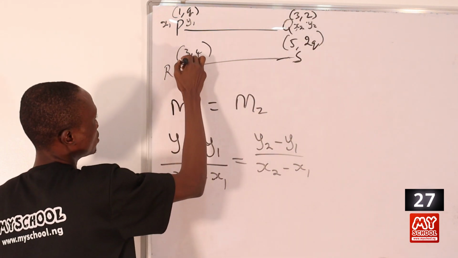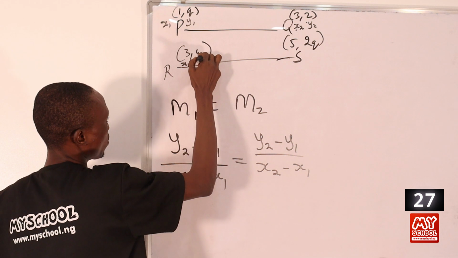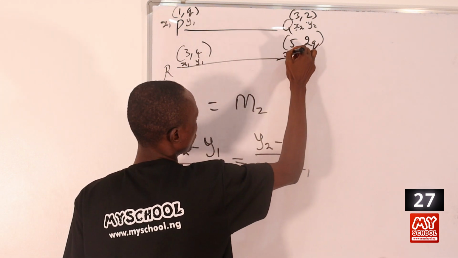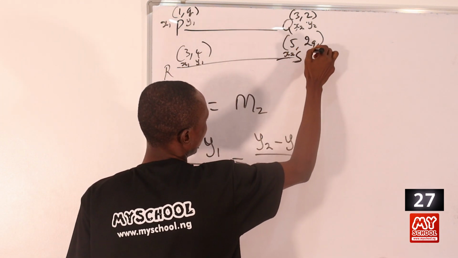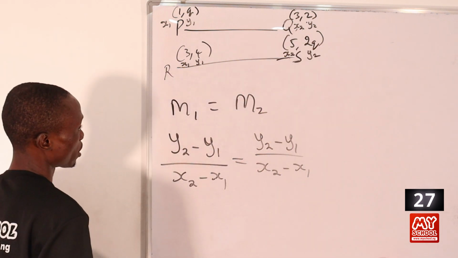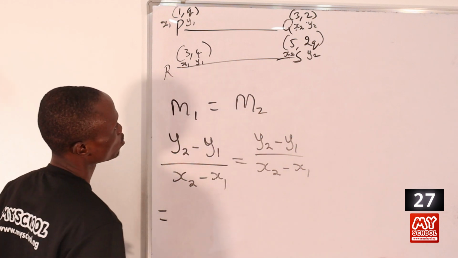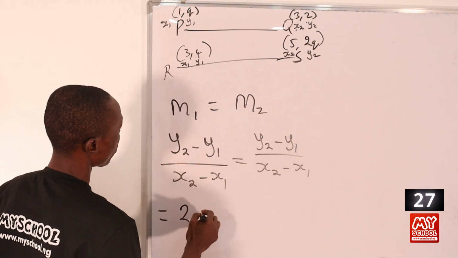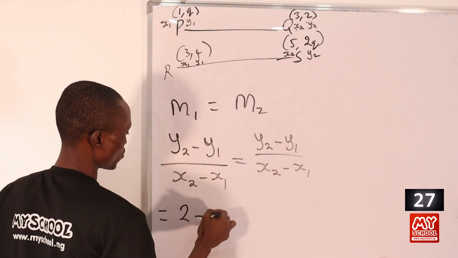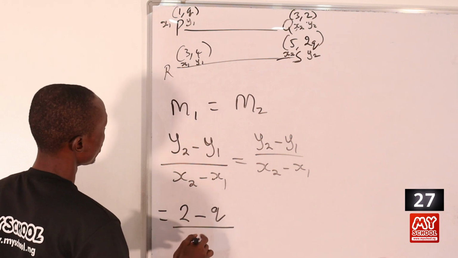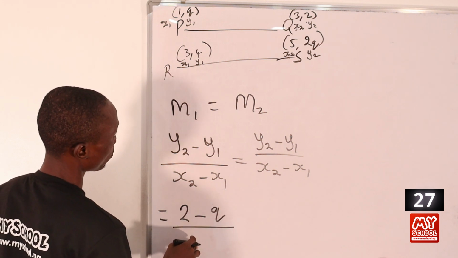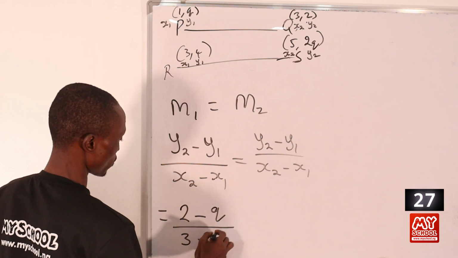While for the second line, this is our x1, this is our y1, and this is our x2, and this is our y2. So we just substitute these values here. Since our y2 is 2, here we'll be having 2 minus q, all over. Let's go for our x. So for our x, we have 3 minus 1.